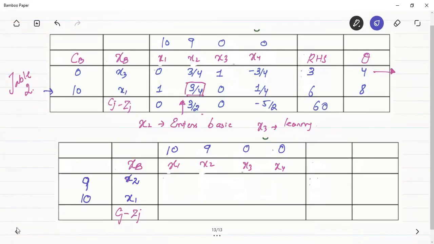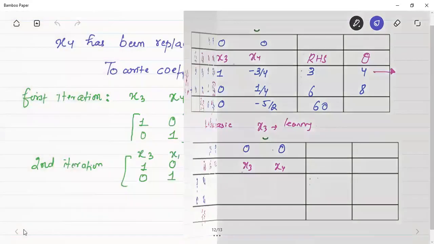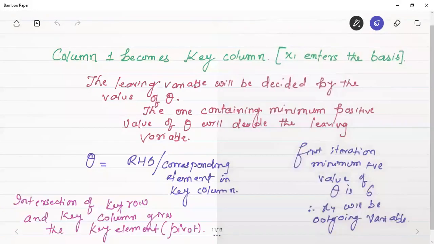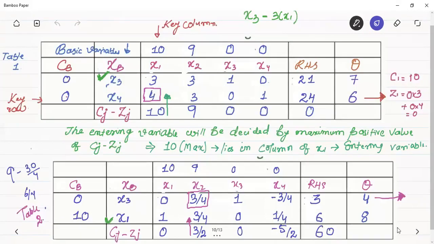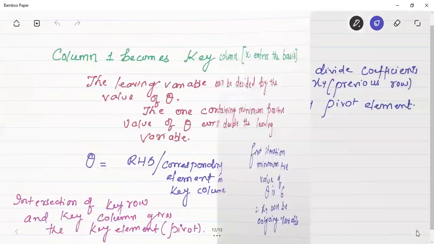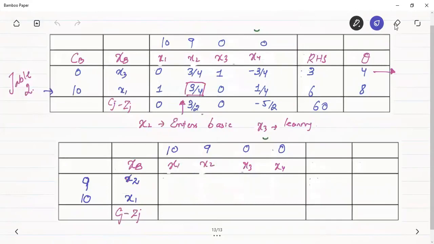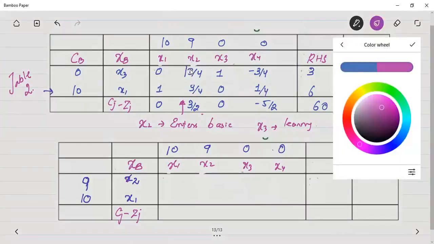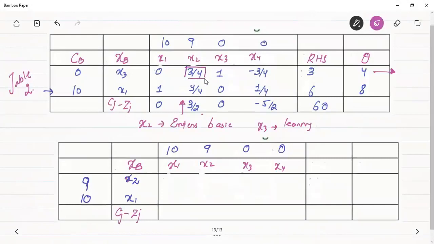सॉरी, आई थिंक पाइवट रो मैंने गलत लिया है. ओके, पाइवट एलिमेंट वाज ऊपर का जो 3/4 था. Okay, this is not the pivot element because the leaving row is the x3 row. Okay, the leaving row is x3 row, therefore this is the pivot. This is the pivot element here. Okay, pivot row is the first row because we have a leaving variable here and this is the key column.